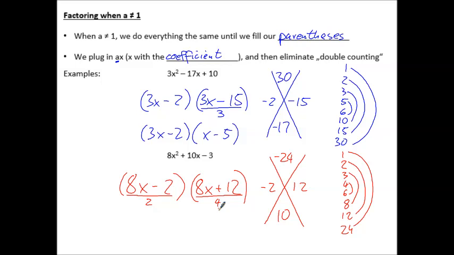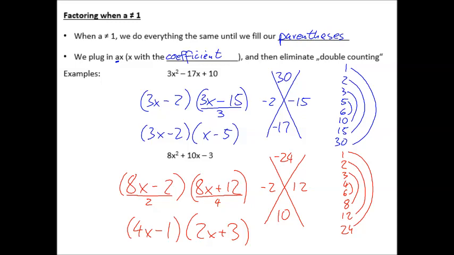So now our final two factors look like this: 4x minus 1 times 2x plus 3. And that is our final answer. If you want to be safe, go ahead and multiply them, and you'll see that is your trinomial. And now you're pretty much ready to factor any trinomial that comes your way.